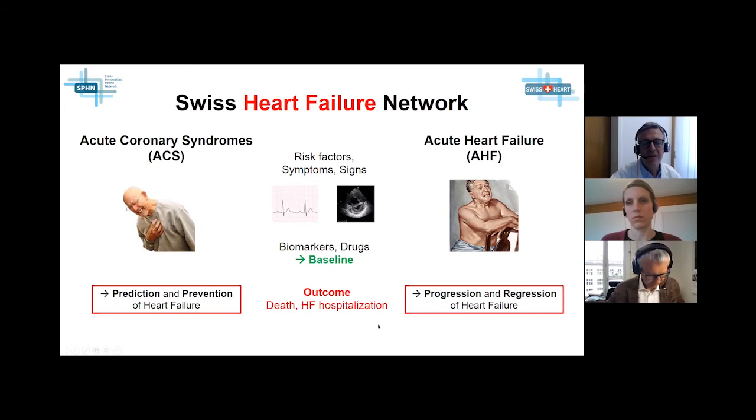That's why we have these common outcomes, that is death and heart failure hospitalization as a primary endpoint that we want to look at. So all these parameters at baseline, multifaceted as said, will be linked to an outcome. In acute coronary syndromes, we can look at the prediction and prevention of heart failure, because that may just occur when a patient has an acute coronary syndrome. In a patient hospitalized mainly for acute heart failure, we look at the progression or regression, respectively, of heart failure. So that is the setup of our study.